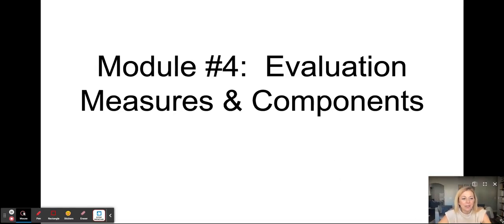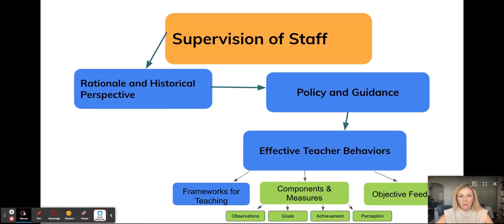Hello and welcome to module number 4. The focus of module number 4 is getting deeper into evaluation measures and components.